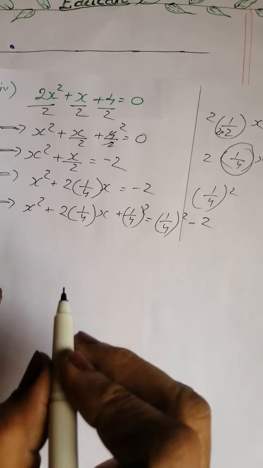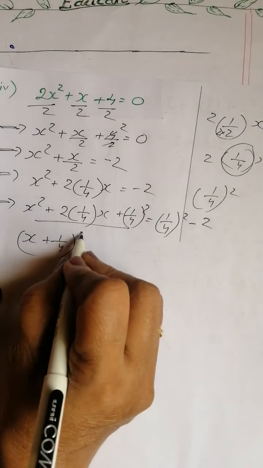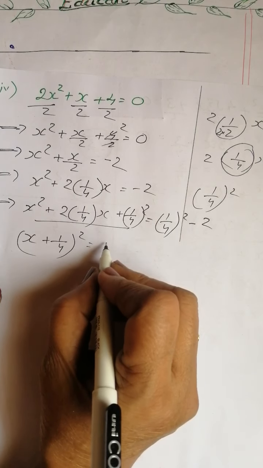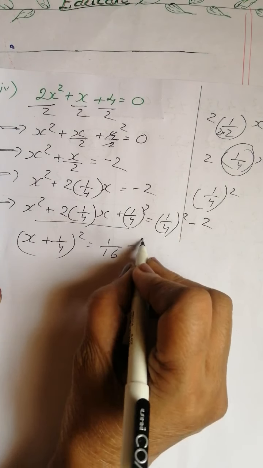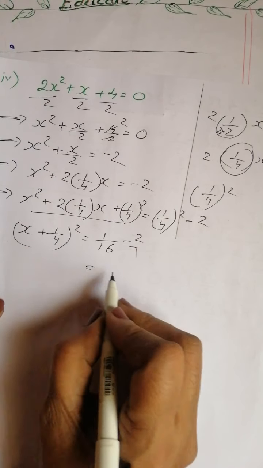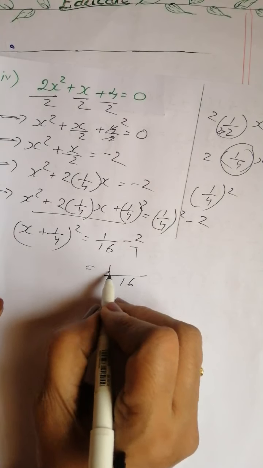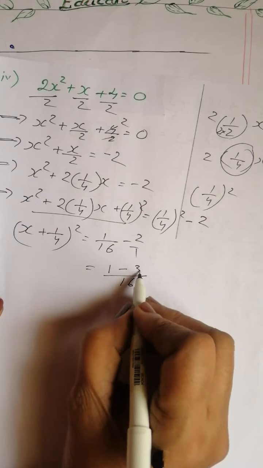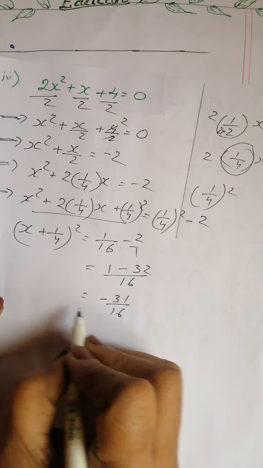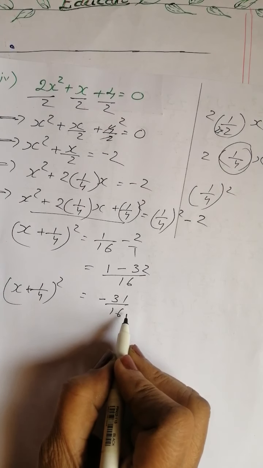Okay. Now final step, we will take this equation according to the identity a plus b the whole square is equal to, open the bracket. If you open the bracket, 1 by 16 minus 2. 2 can be written as 2 by 1. Solve this RHS. That is 16 is the LCM. 16 times 2 is 32. So we will get minus 31 by 16. That is x plus 1 by 4 the whole square is in minus sign.